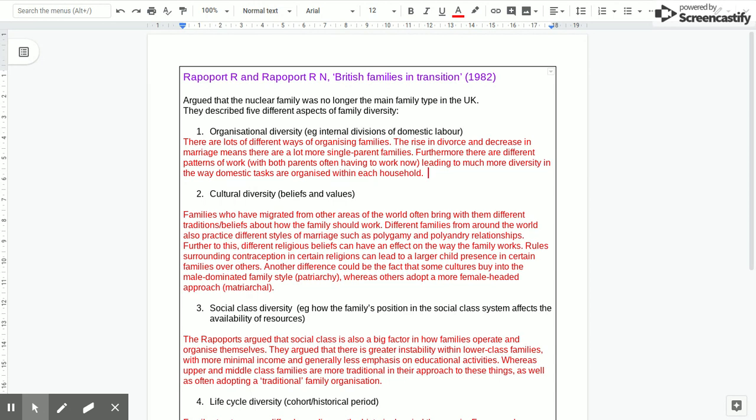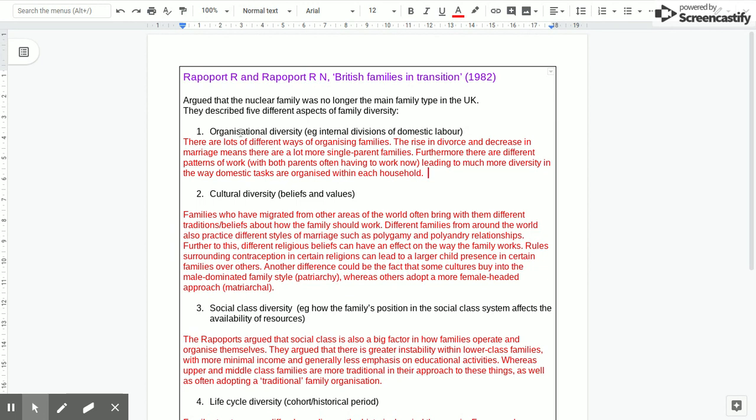Okay. Very simple stuff. So the Rappaports were conducting their study very much in response to functionalist ideas of the nuclear family being the one ideal type of family. Okay, and they identified these five strands of family diversity to show that it's not as simple as that. There are lots of different types of families, and there are lots of reasons behind that diversity. Okay, so let's just jump right in.